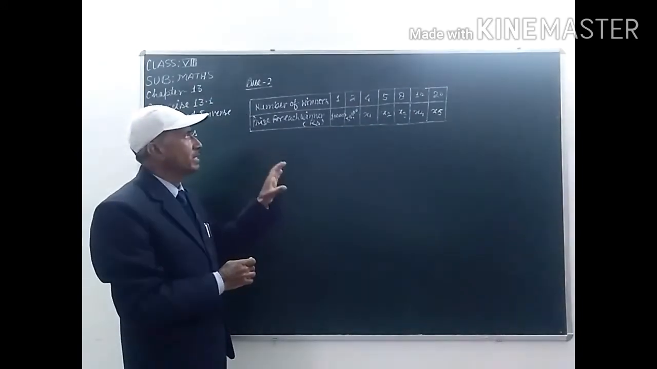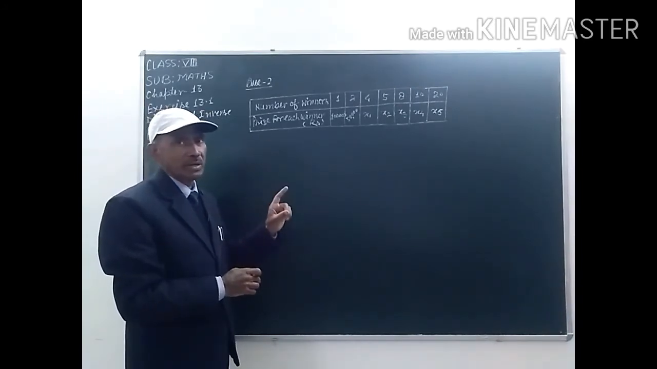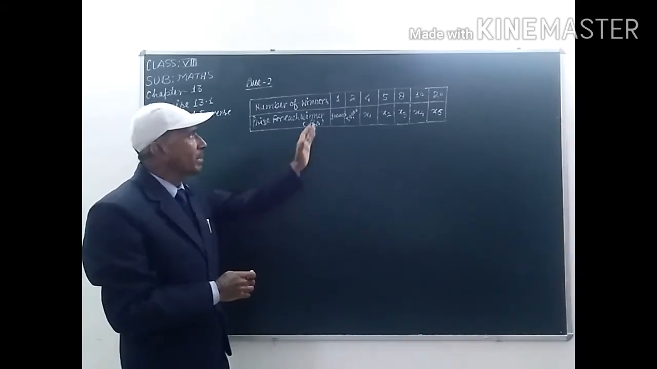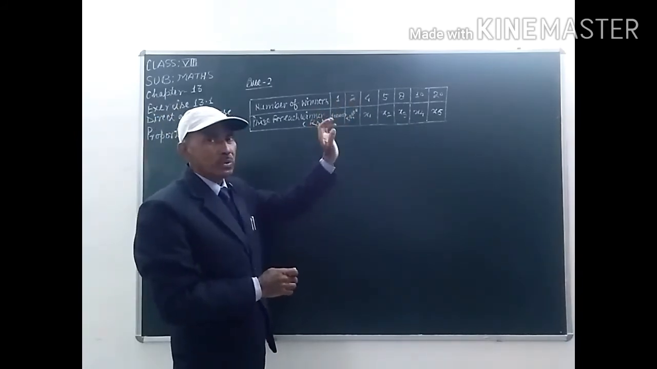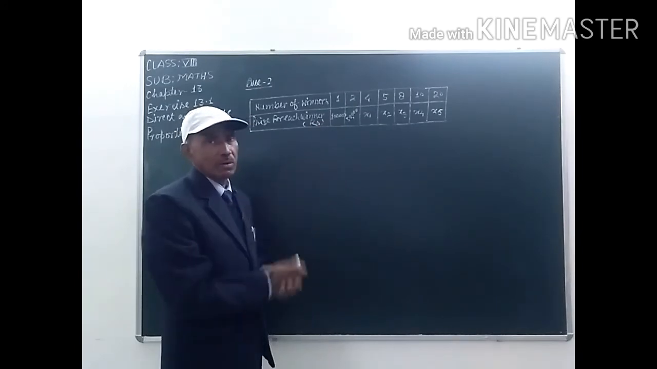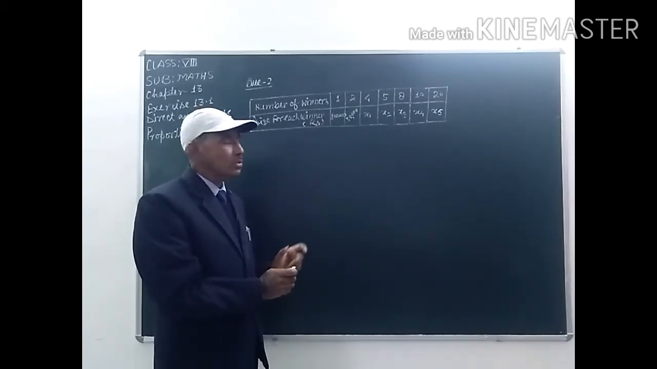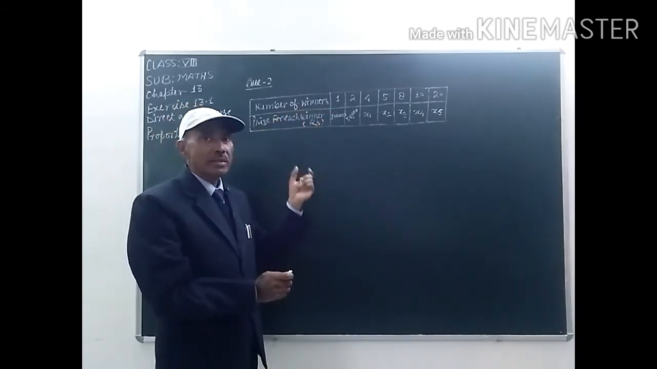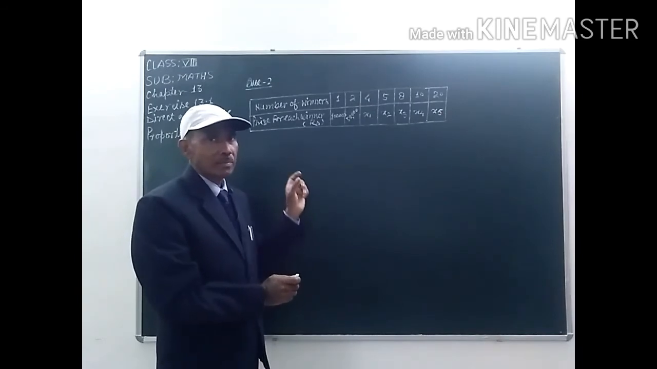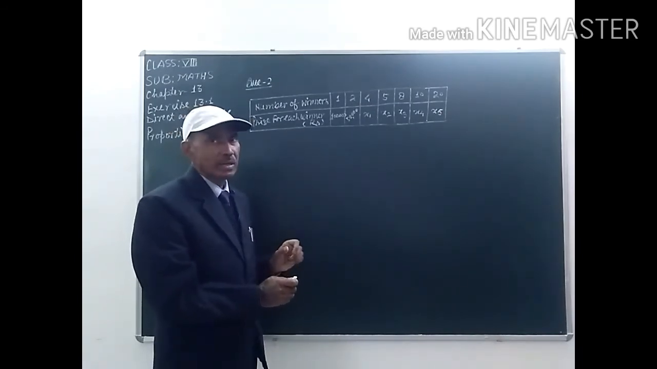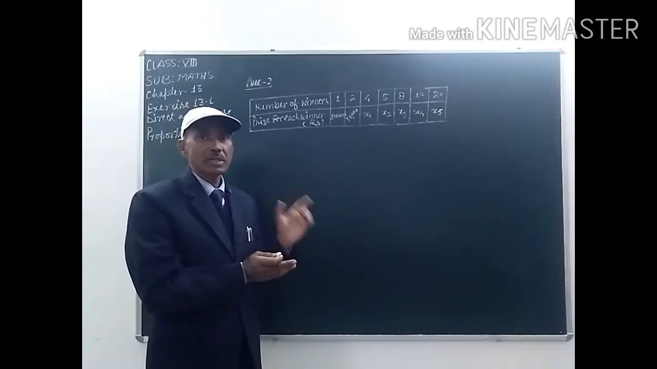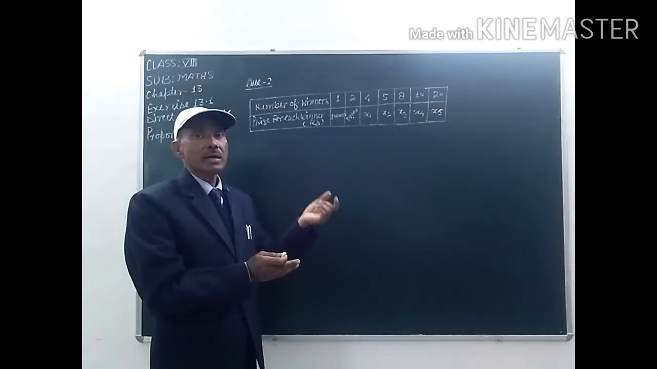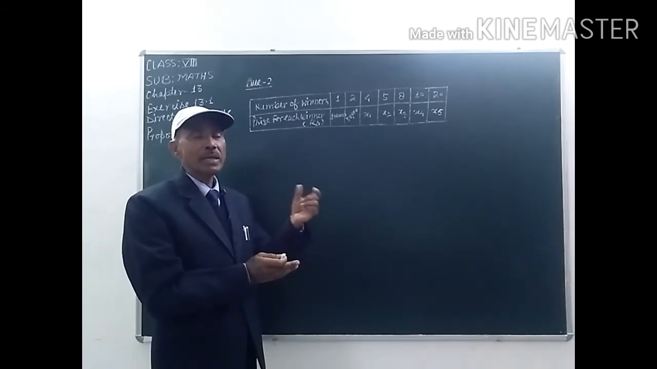First of all, students, if the number of winners is 1, then he will get 1 lakh rupees. If the number of winners is 2, then they will get 50,000 each. So the number of winners and the prize each gets are in inverse proportion, students. If the number of winners increases, the amount they get will decrease.